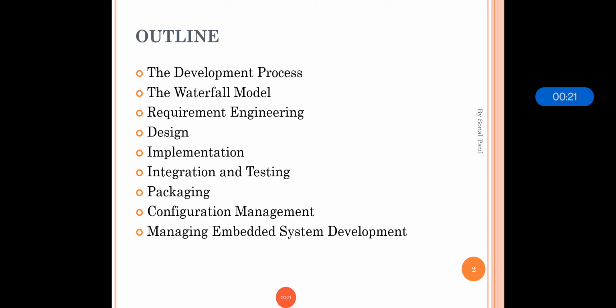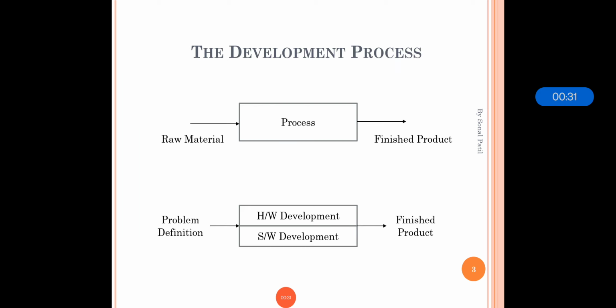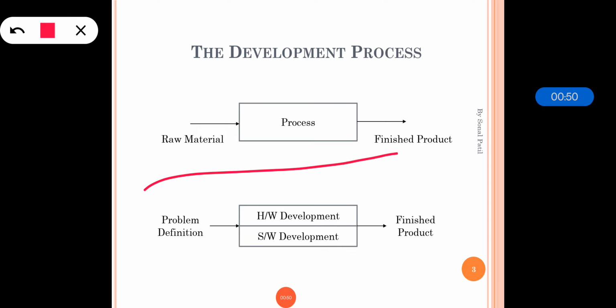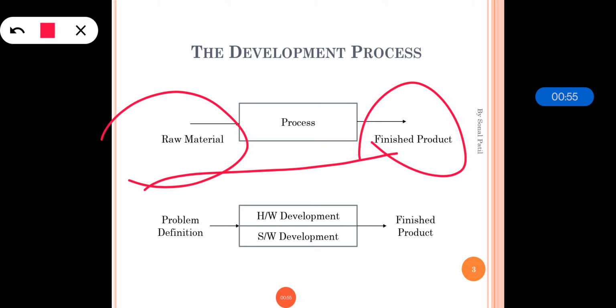Whenever we are talking about the development process, the goal of every designer should be to develop a quality product, and the quality product is reflected by the fact that it should give a proper output. It should meet the customer requirements and the functional requirements. This systematic approach is called a process. A process is a step by step procedure, and as shown in the diagram, it takes the raw material as input and produces the finished product.